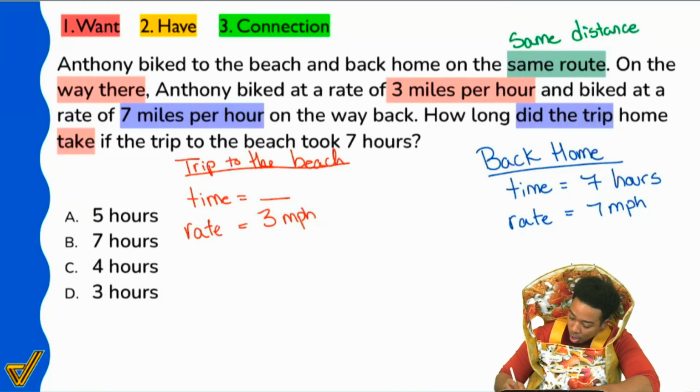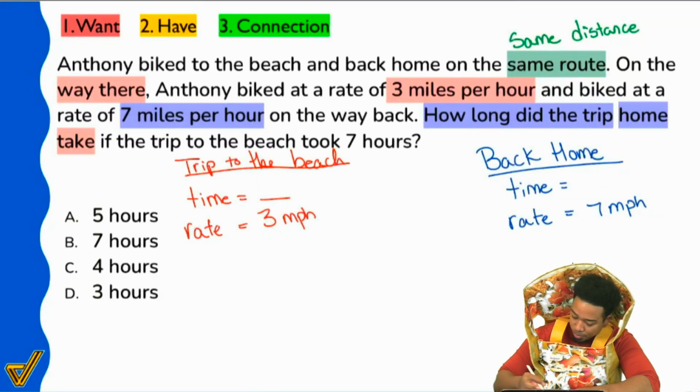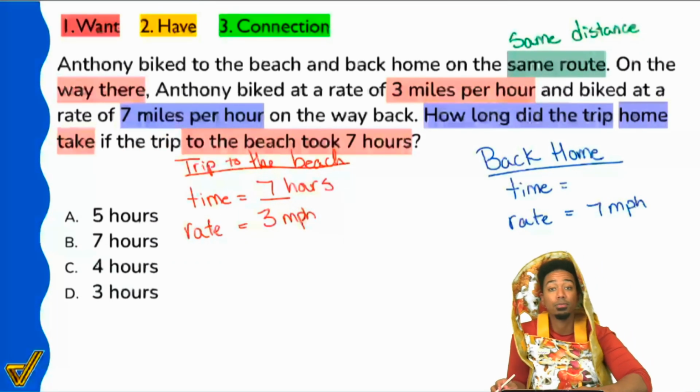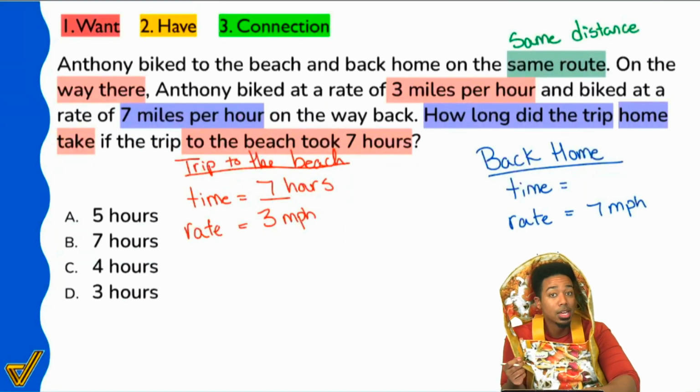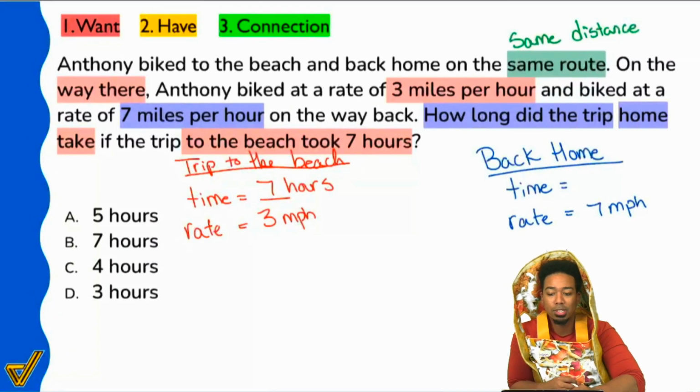We're looking for the trip home, how long the trip home took. So that's what we want over here. We have 7 hours here, excuse me. Because it says, how long did the trip home take if the trip to the beach took 7 hours? So we need to make sure that we verify the information, because one slip up in the setup spells failure no matter what, unless you get extremely lucky and you can still point some things out.